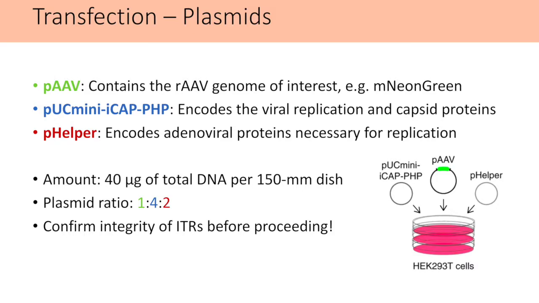During transfection, each cell requires 3 separate plasmids, one encoding the recombinant AAV's genome, another encoding the capsid proteins, and a third encoding additional proteins necessary for replication. Importantly, the ITRs of the AAV genome are capable of recombining out of the plasmid while the plasmid is being prepared in bacterial cells. Therefore, for each new plasmid prep, the integrity of the ITRs must be reconfirmed. This is usually done by restriction digest.